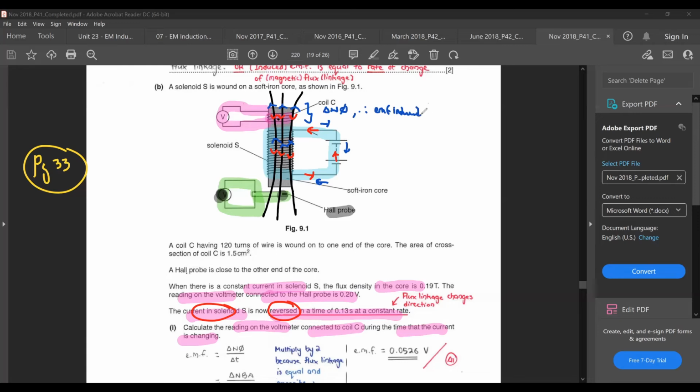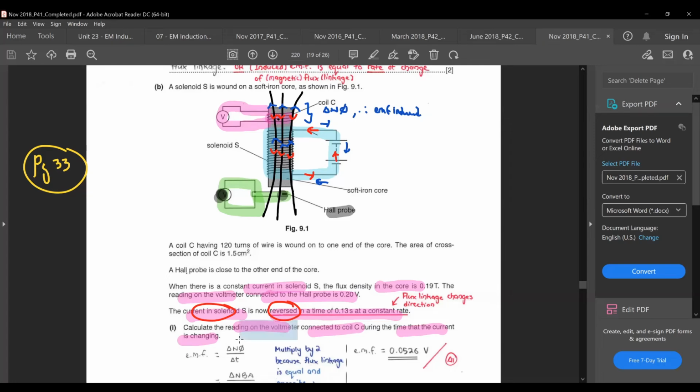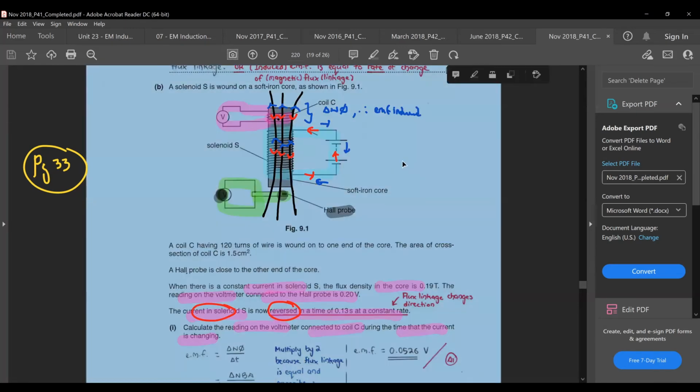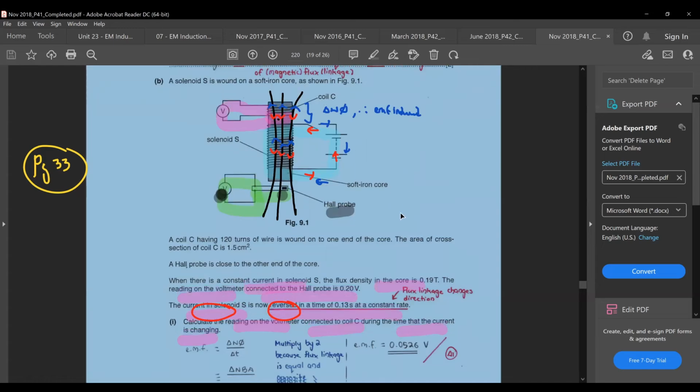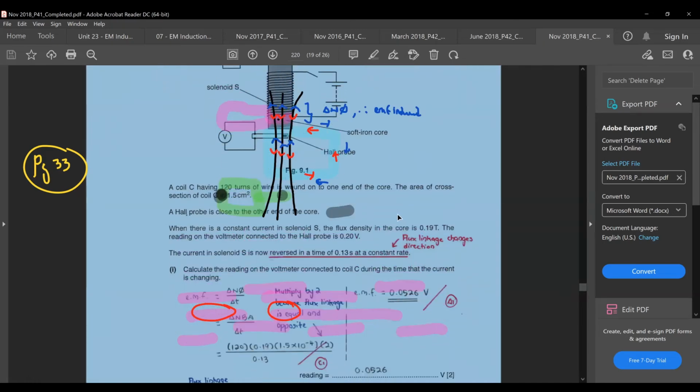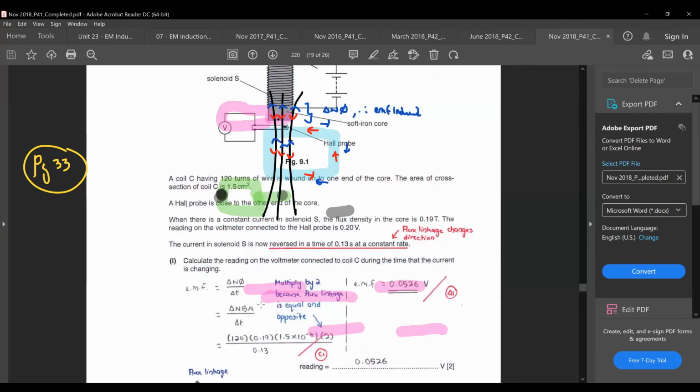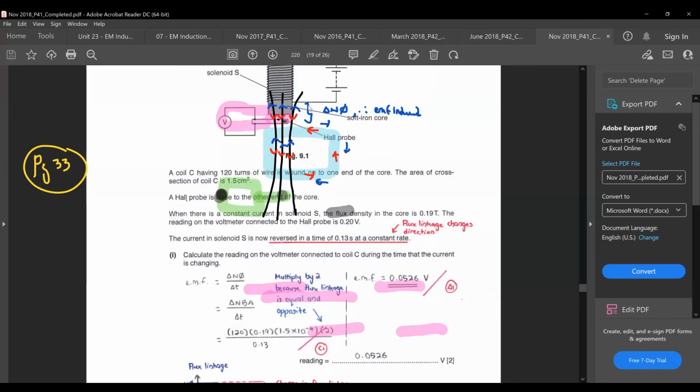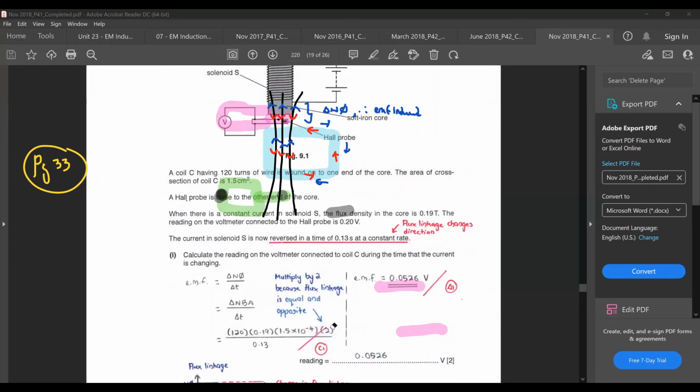Okay, right? So now the question is asking you to find out what is the reading on the voltmeter connected to coil C during the time that the current is changing. Your voltmeter connected to coil C here is actually measuring your EMF or your voltage induced, right? So that is the understanding here. So we are going to start off with the equation for flux linkage, which is delta change in flux linkage over time. Same thing as before.